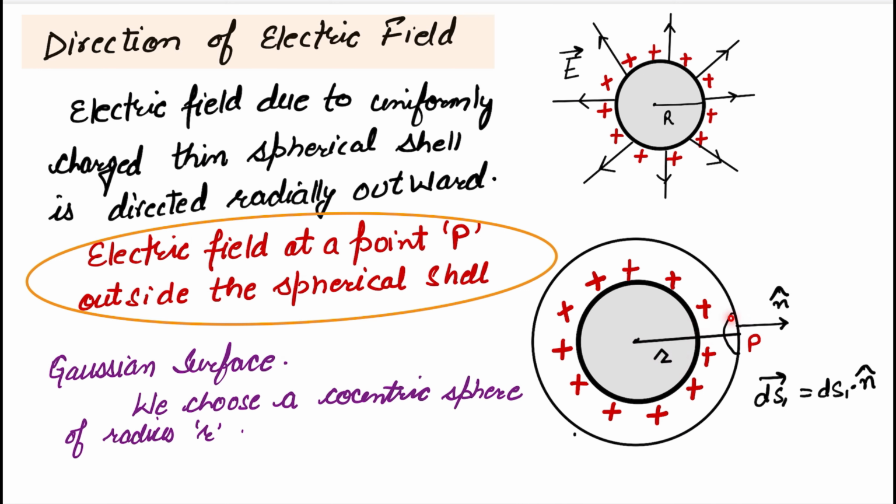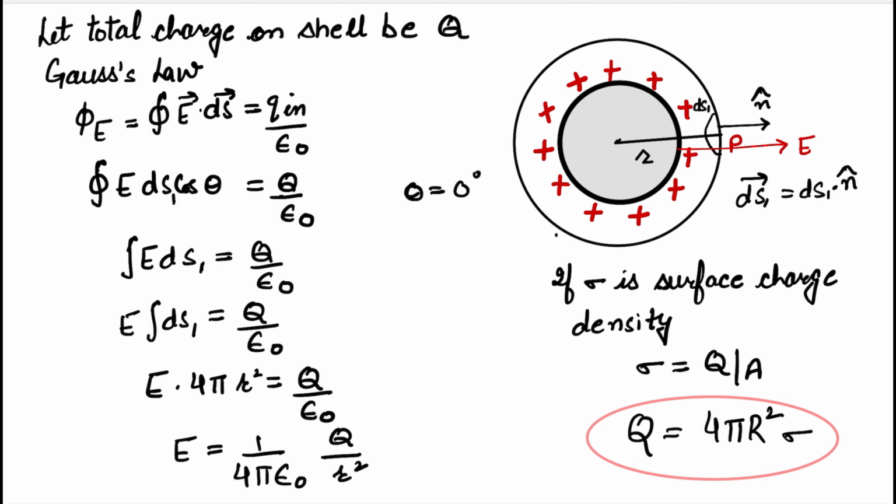We choose an area element ds1 such that the area vector ds1 vector can be written as ds1 times n cap. N cap is the normal to ds1. Then we know that n cap has this direction, and the electric field is radially outward. So n cap and the electric field E are in the same direction. Then we apply the Gauss law.